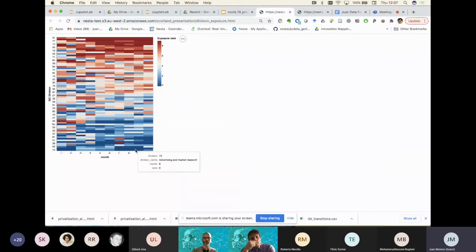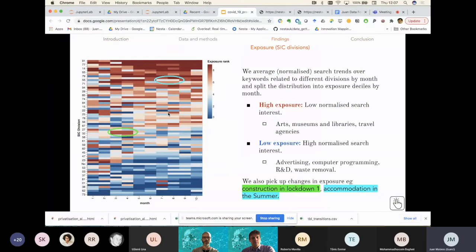The things that were less exposed, because I guess they are less subject to social distancing, were advertising, warehousing, obviously we know a lot of interest in warehousing and deliveries. Computer programming, I guess a lot of digitalized activity going on. So it's almost like the losers and, I don't know if you can call anyone a winner in the COVID situation, but the ones who are less exposed. Again, this seems to make sense in terms of our intuitions.